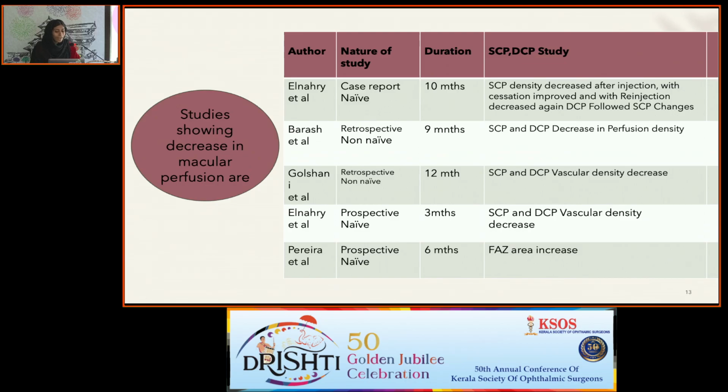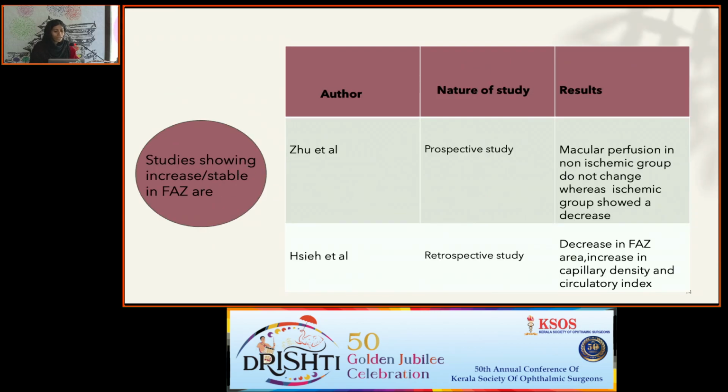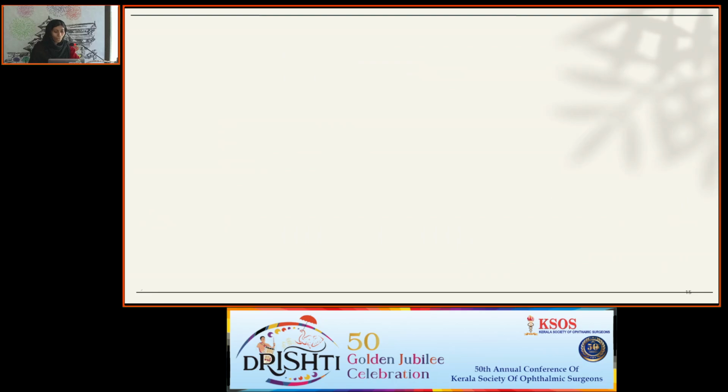In a study by El-Nahari et al., they found out that the superficial capillary plexus density decreased after injection, and with cessation of injection, the density improved, and again with injection it decreased. In a study by Barash et al., they found a decrease in macular perfusion status 3 minutes following an injection. These were some of the studies which show an increase or stability in foveal avascular zone after injections.